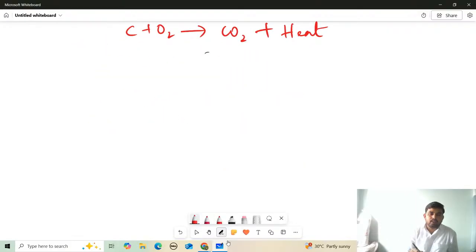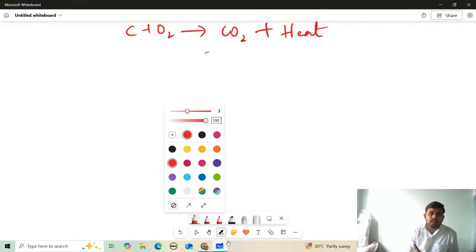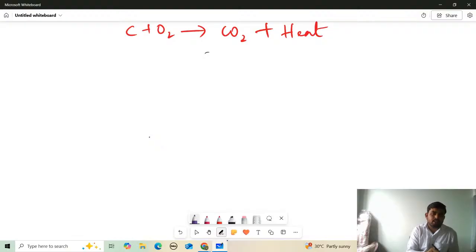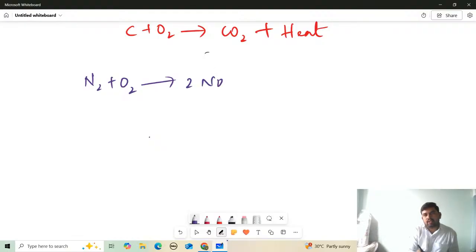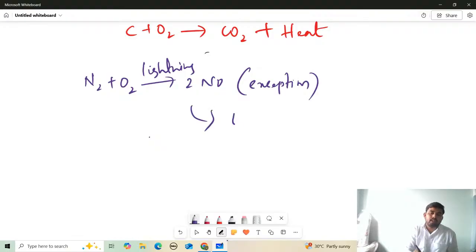One more thing, there are certain reactions which are exceptions, as we say in chemistry. Suppose we have N2 gas combined with oxygen forms 2NO. These reactions generally occur in the presence of lightning actually. So this is an exception case. This kind of combination is endothermic. This reaction is endothermic in nature.